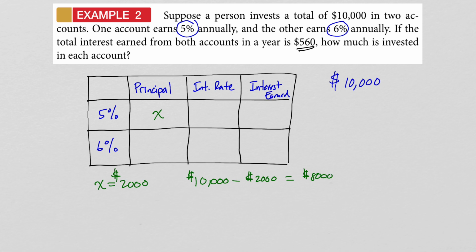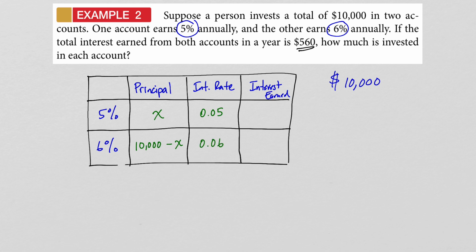And this would be true no matter what you put into the first account. To figure out how much you put in the other account, you have to subtract whatever you put in the first account. So if we put X dollars in the 5% account, then in the 6% account, we are going to have 10,000 minus X dollars left over for that account. Now, the interest rate, this is pretty straightforward. When it's 5%, we're going to represent that with a decimal, so that's 0.05, and 6% will be 0.06.